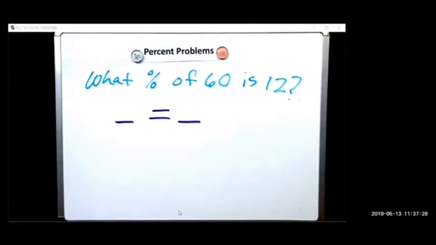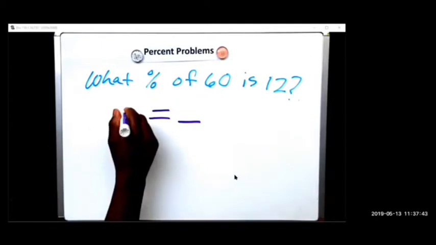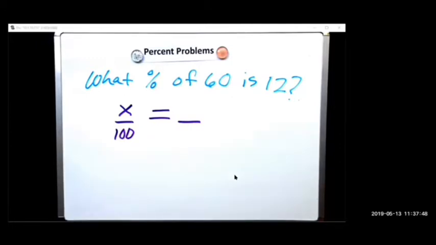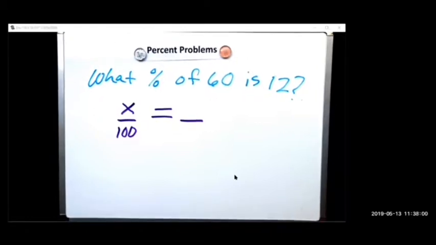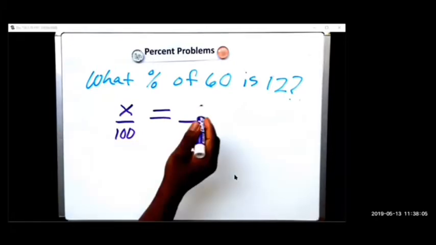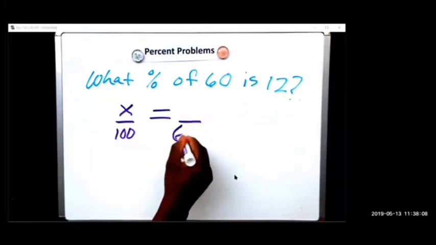You're going to have x over 100. Yes, for what percent, we're going to have x over 100. And then what are we going to have? Over 60. 12 over 60, because it's 12 of 60. So 60 has to go in the denominator, right? Yes. So we get 12 over 60. All right, so here we go. We're going to write 12 over 60.